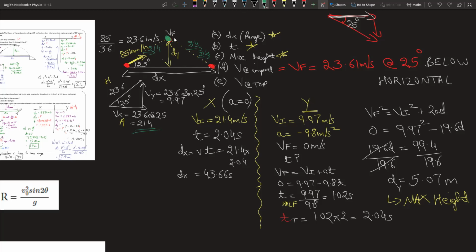Now tell me, at the highest point, I'm talking about this point. Yes, I agree that my y component is 0, but your x component is going to be how much? 21.4. So you see, it's only your y component which is 0, not your x component. Because your y component is 0, the only velocity you have is your x velocity. So the velocity at the top is 21.4 meters per second going to the right.